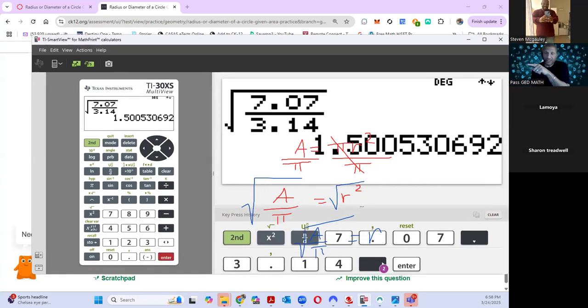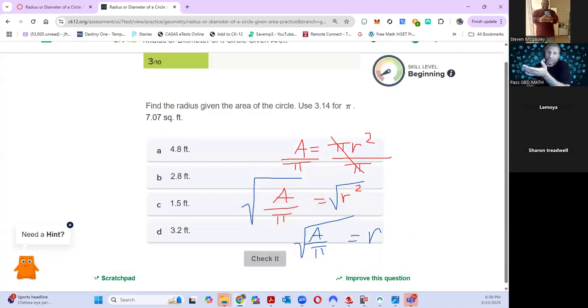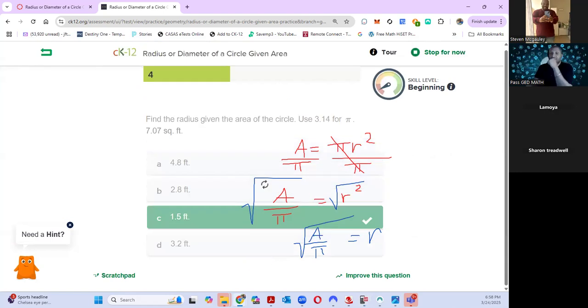Most people wouldn't expect 1.5, but you don't have to worry. You use your calculator. You know the answer, which is right there, C. Let's check it. There we go.